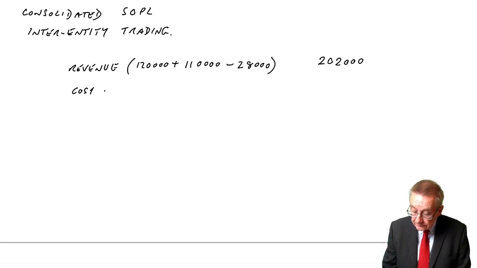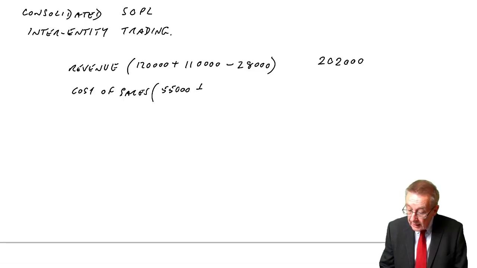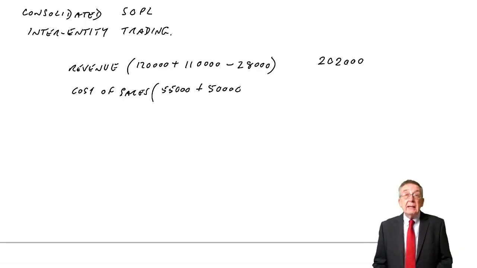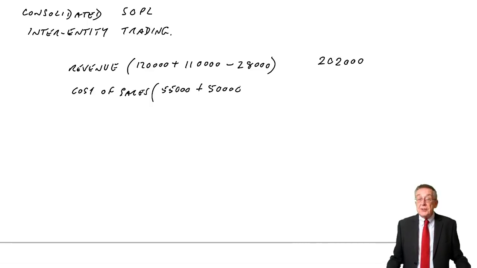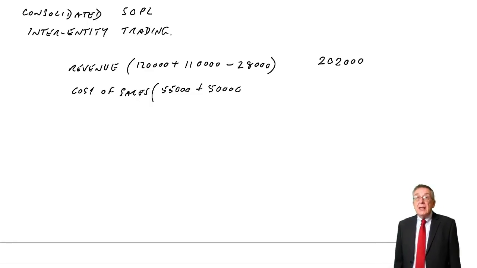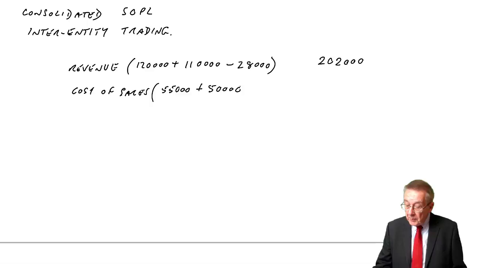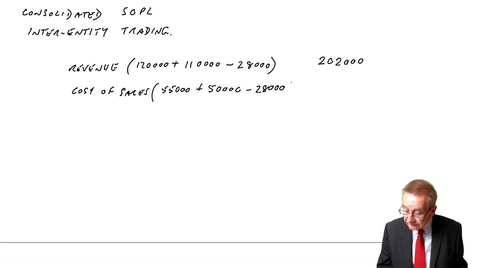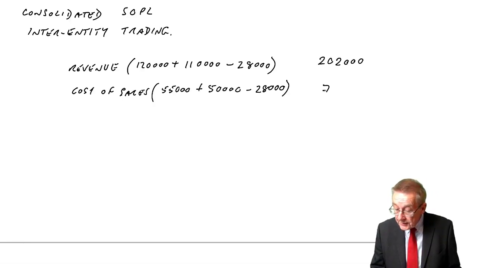What about the cost of sales? Again, P 55,000. S 50,000. But again, that's how much they've recorded in their own statements of profit or loss. For the group, we want to show cost from outside the group. But surely, P's costs of 55 will include everything they bought from S. And S, remember, was charging them 28, so the cost to P was 28. To get the cost from outside the group, again, take out the 28,000. And that would leave us with a cost of 77.